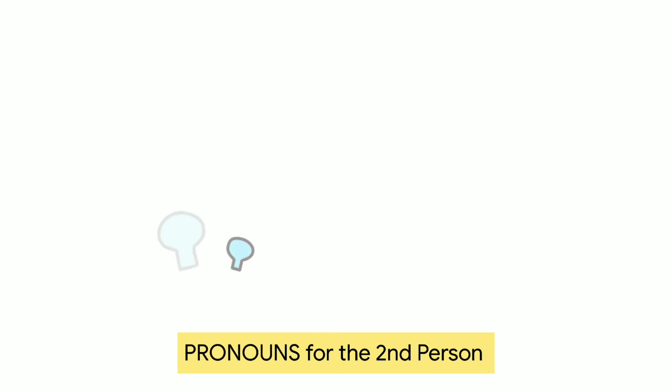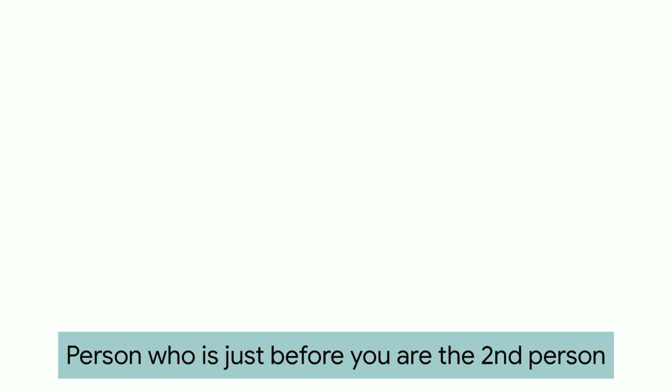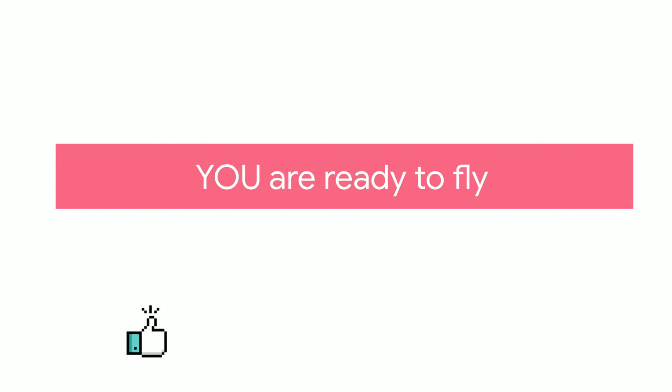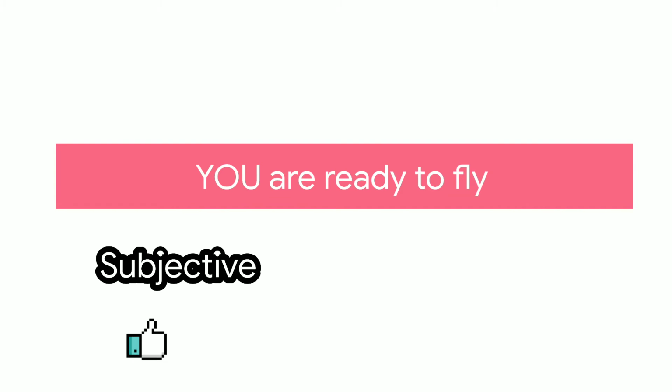Let's see which pronoun we use for the second person. The second person is the person we can see, him or her, in front of you, just in sight of you. For that we use "you" from a subjective point of view. If I have to denote the person, I use the pronoun "you". Always use "you" for the second person. If I say, "You are ready to fly," "you" is the pronoun for the second person, and if I see the person in front of my eyes, I use the pronoun "you". For the subjective point of view, always use "you".